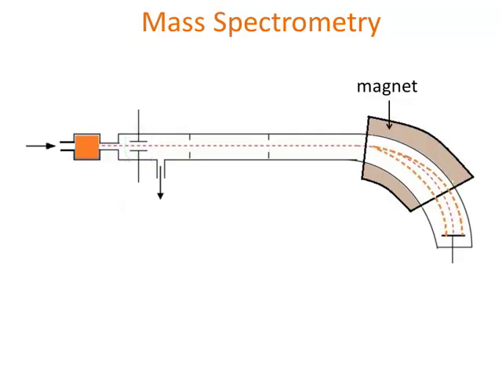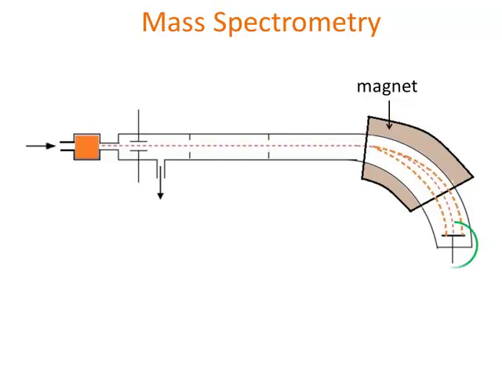The positive ions are sent through two charged plates, which greatly accelerate the particles. Then the positive ions encounter that strong magnetic field. The magnetic field bends the path of the ions. Particles with smaller masses are deflected more. Particles with larger masses are deflected less.